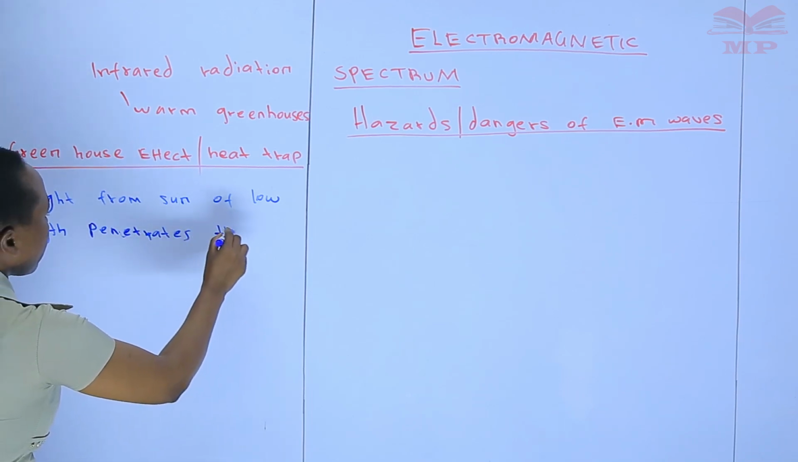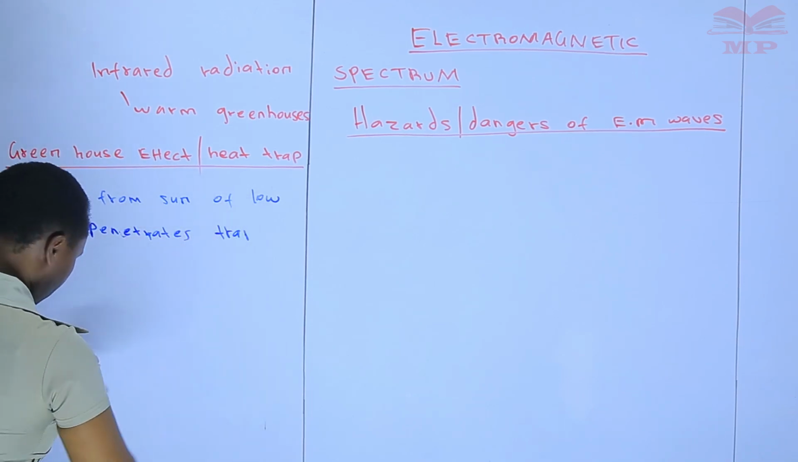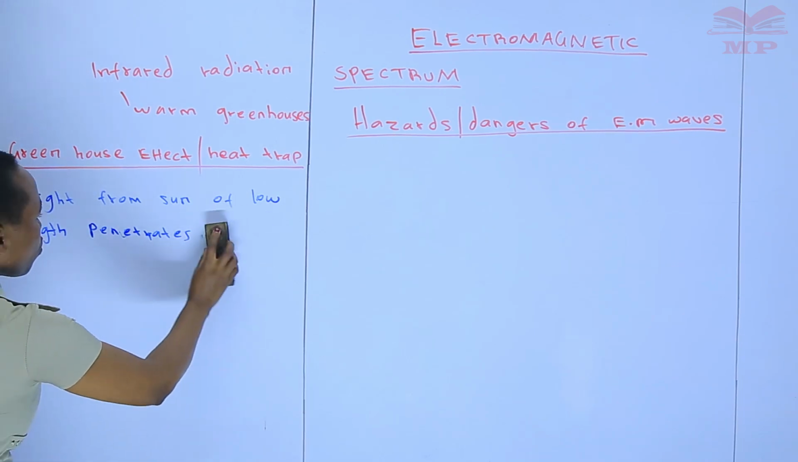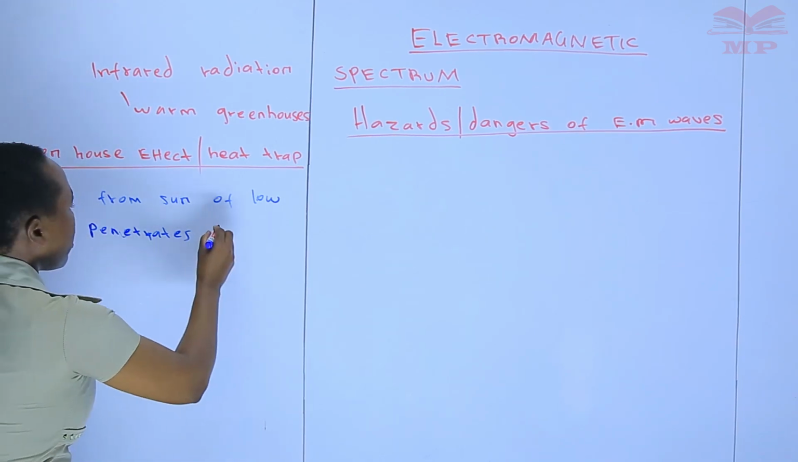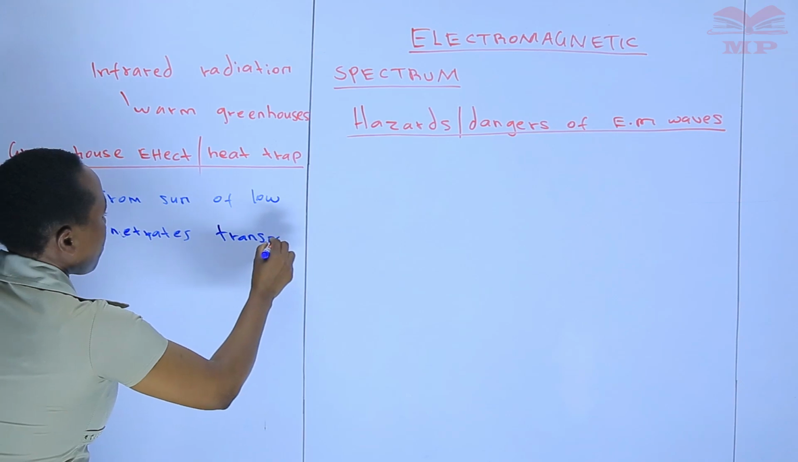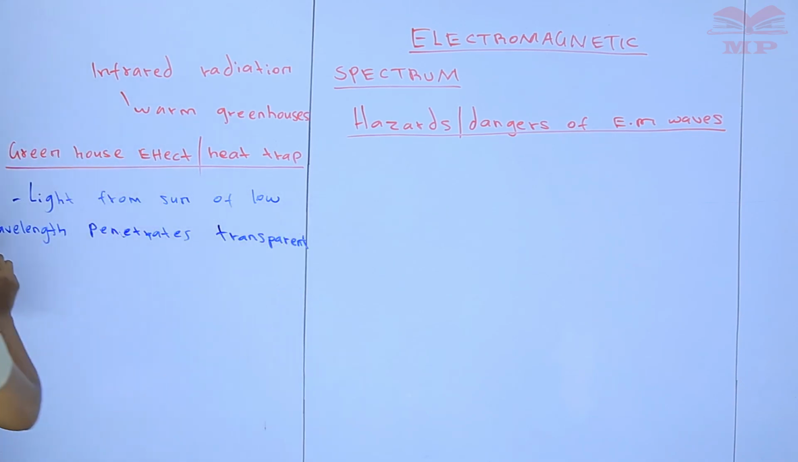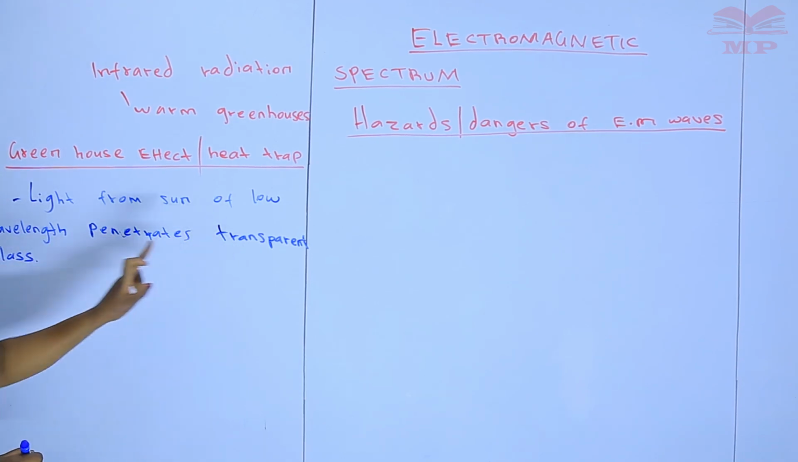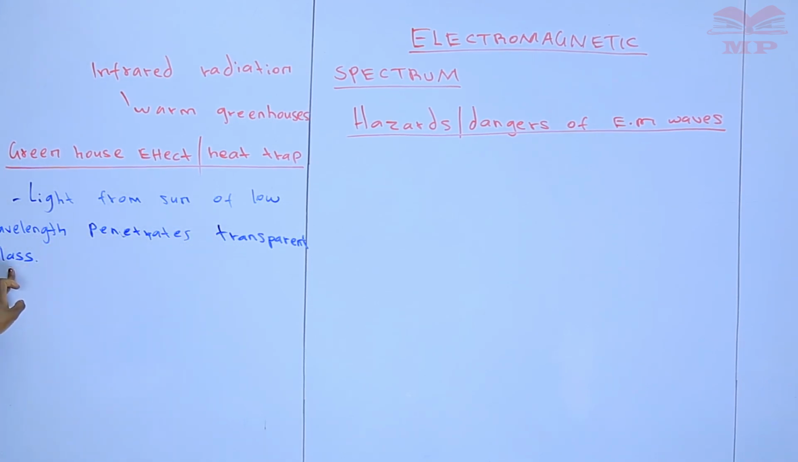the transparent glass that is now in the greenhouse. It's able to penetrate. That is one thing that you need to note, that light from the sun of low wavelength, of course high frequency, penetrates the transparent glass in the greenhouse.